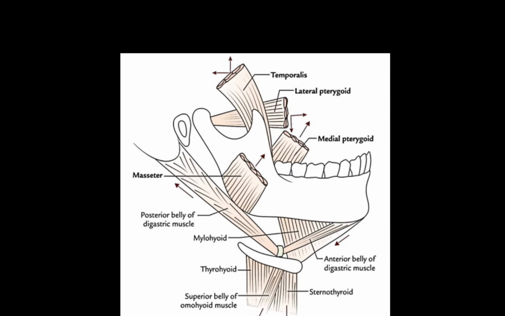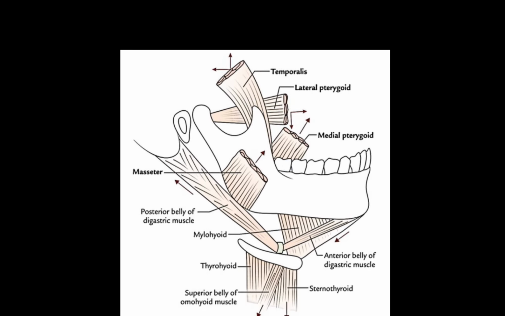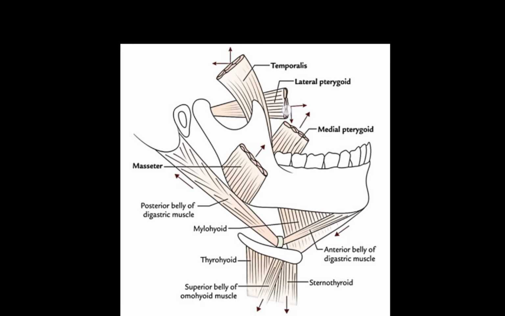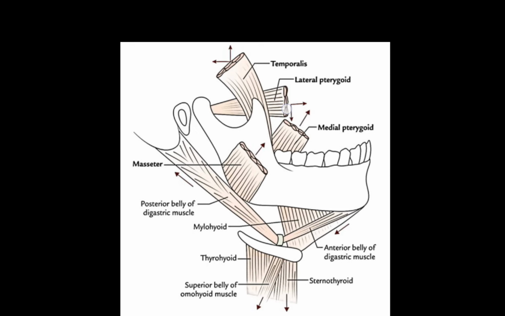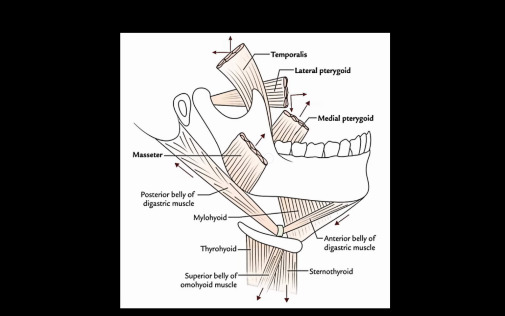Then we had temporalis. Temporalis is coming from temporal fascia and temporal fossa and inserted on the coronoid process. The front process is called the coronoid process, and inserted on the coronoid process we have the temporalis. Then lateral pterygoid. This is coming from sphenoid and getting inserted into the temporomandibular joint. See this back process. This forms the temporomandibular joint. So here lateral pterygoid, here temporalis, and medially medial pterygoid, and laterally masseter will get inserted.